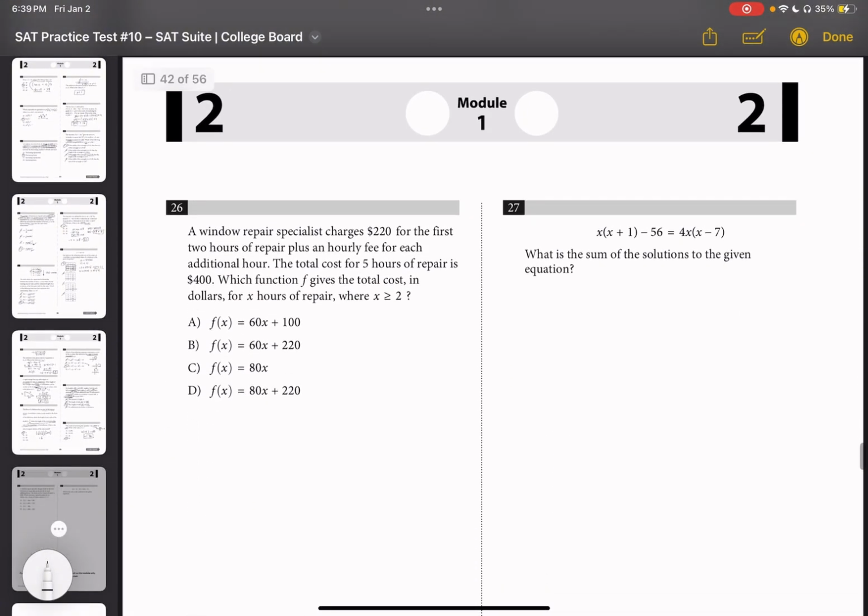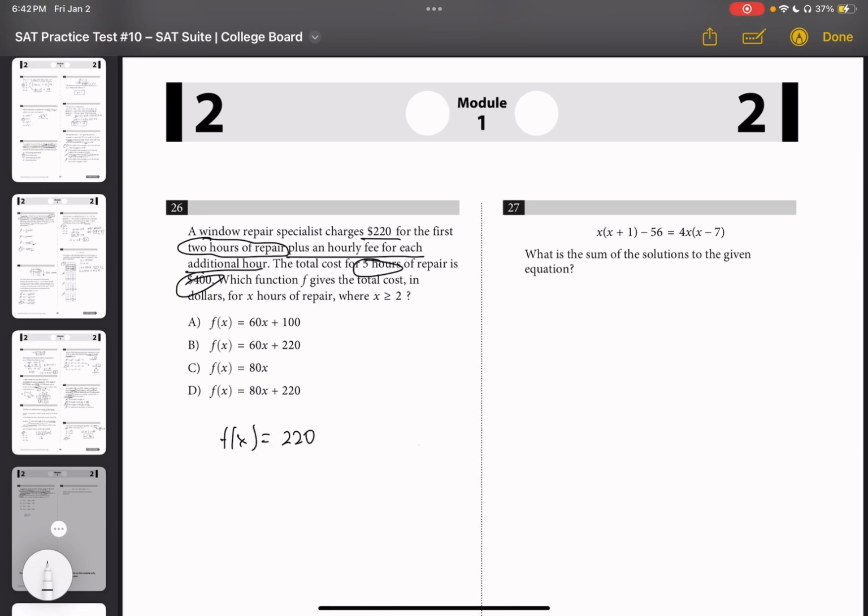We have question 26. A window repair specialist charges $220 for the first 2 hours of repair plus an hourly fee for each additional hour. The total cost for 5 hours of repair is $400. Which function f gives the total cost in dollars for x hours of repair, where x is greater than or equal to 2? Okay, so we're going to try and set up an equation right here.